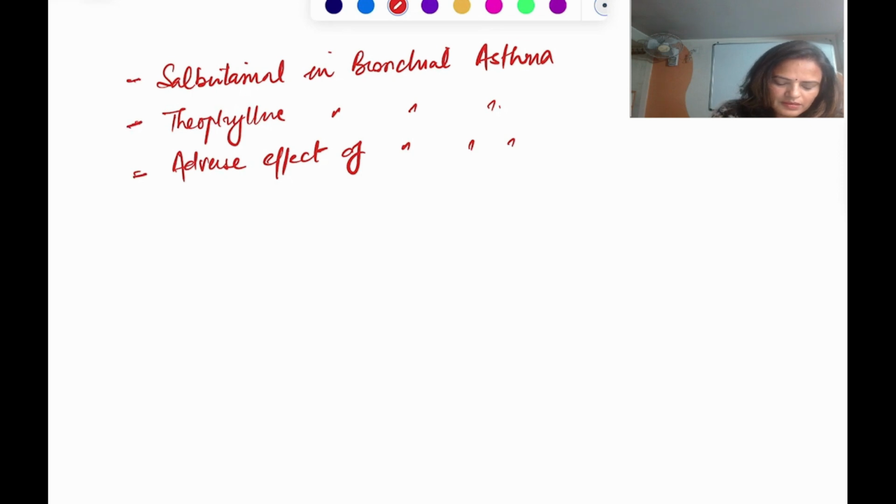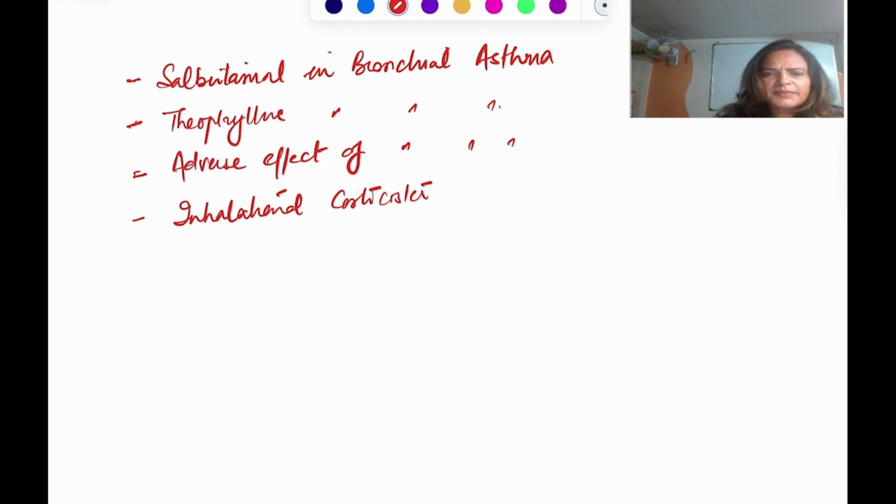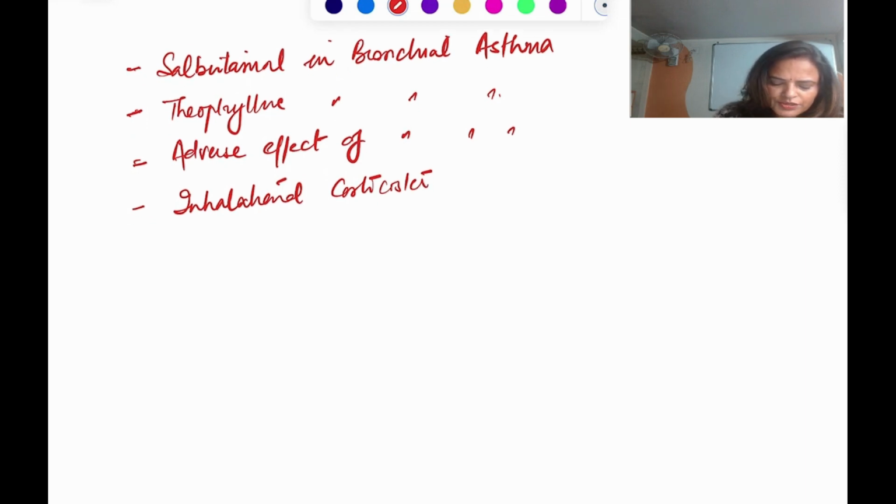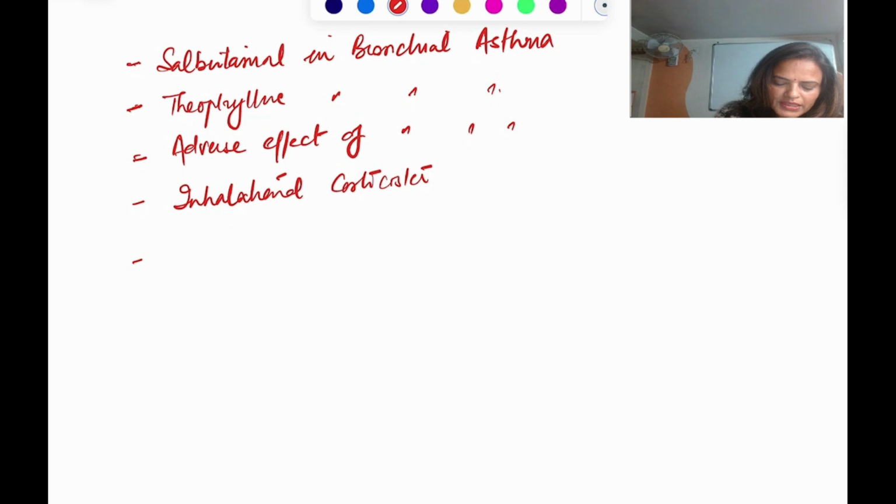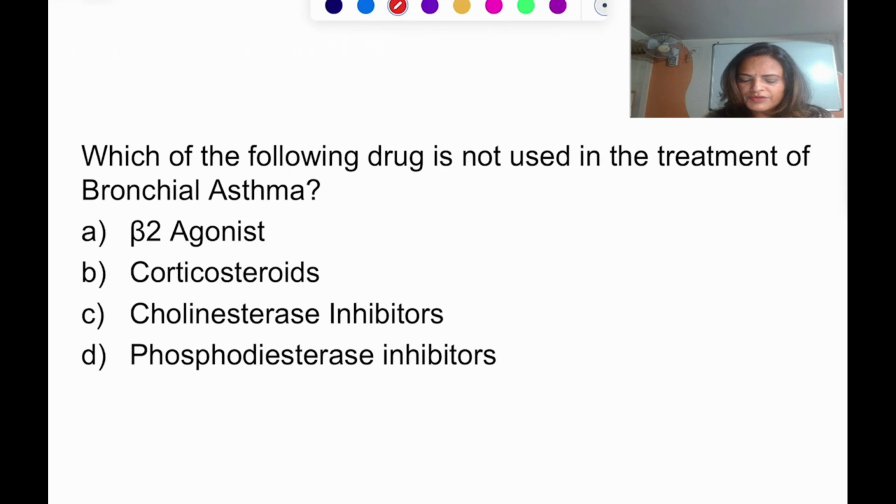Then another question which is asked: inhalational corticosteroids. Inhalational anti-asthmatic drugs can also be asked, such as inhalational corticosteroids. Then management of status asthmaticus.